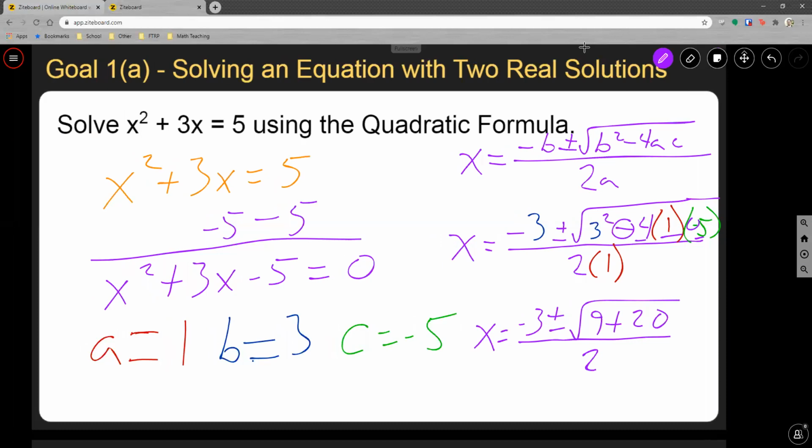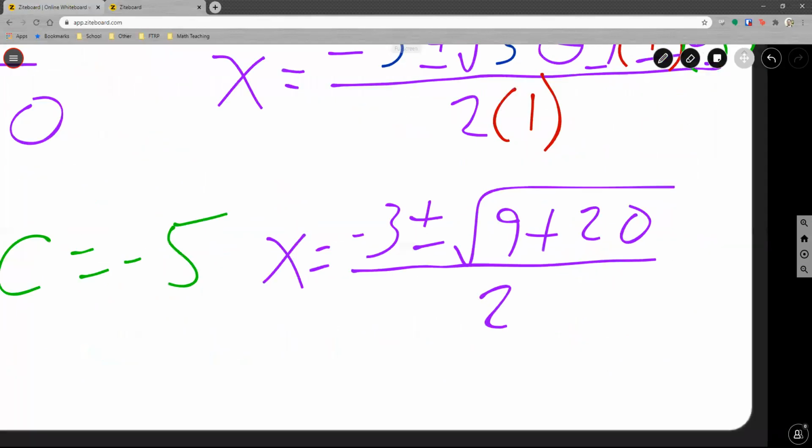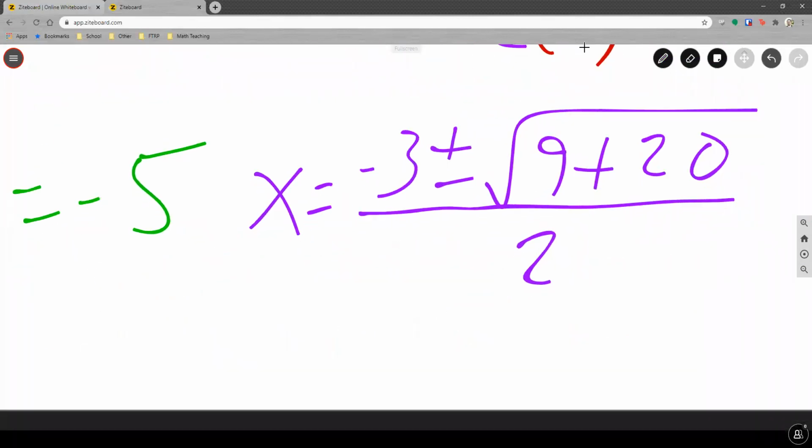We're almost done. I'm running out of room. Please zoom in. I'm going to have to zoom in more because there's a bunch of writing to the right. So I've really got x equals negative 3 plus or minus the square root of 29 all over 2. I can't really take the square root of 29. It's a prime number. There's nothing I can do. I can rewrite this though.